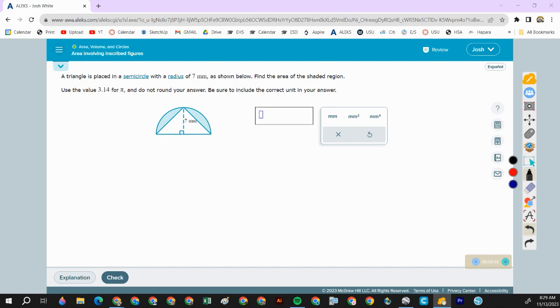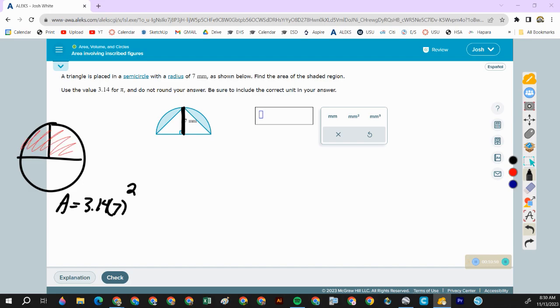So here I have a semicircle, and inside of it is a triangle. The semicircle has a radius of 7. So this right here is 7. So if I built the entire circle, its area would be 3.14 times 7 squared. But since I'm only dealing with half of the circle, I need to divide this by 2. Okay? So that's the area of the semicircle.